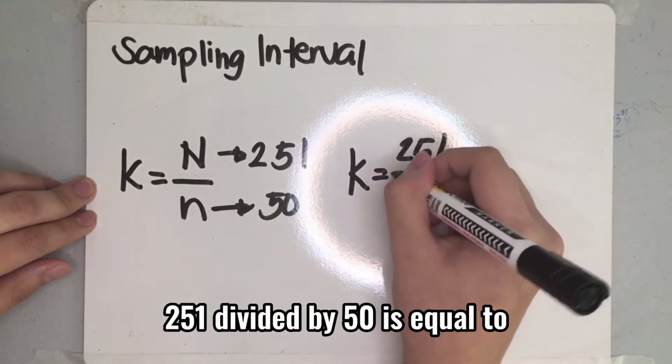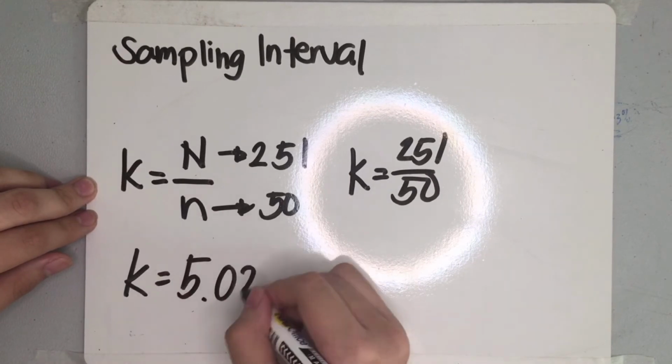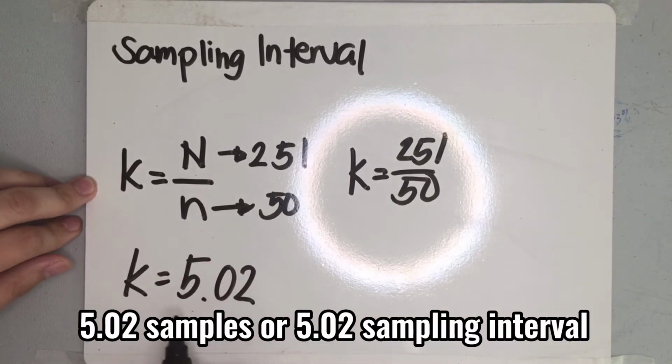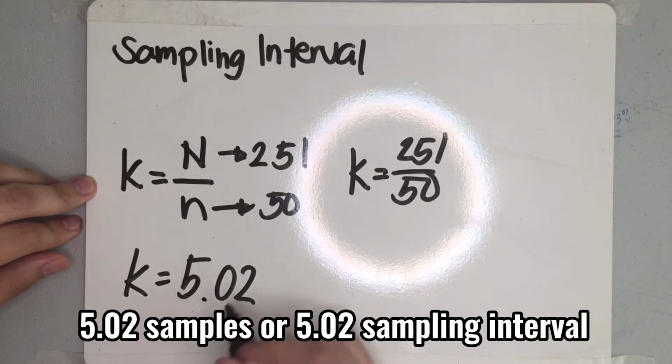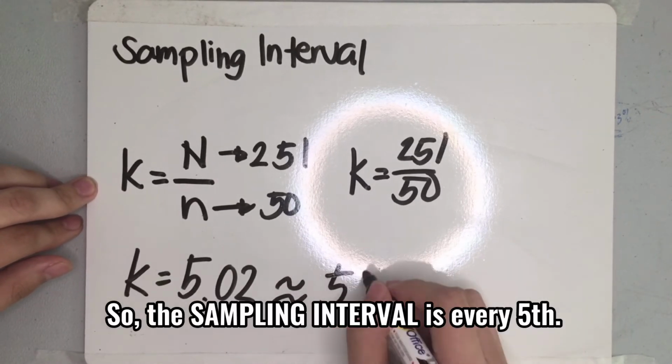251 divided by 50 is equal to 5.02. But because there's no such thing as 5.02 samples or 5.02 sampling interval, we will round it off. So the sampling interval is every fifth.